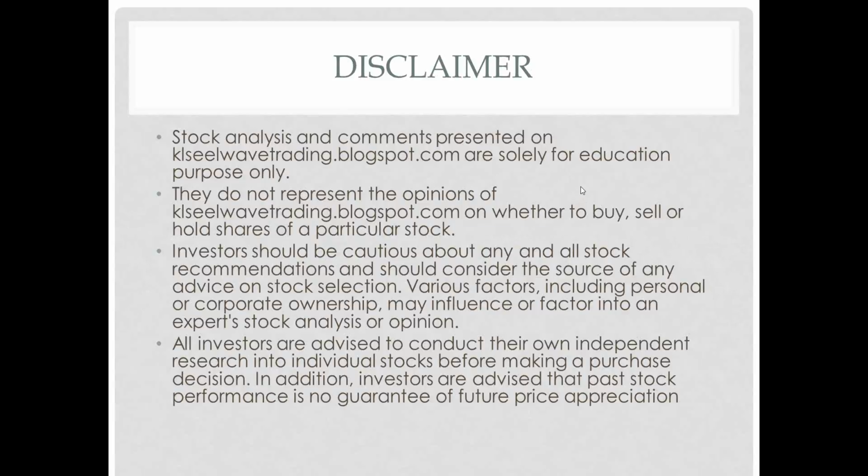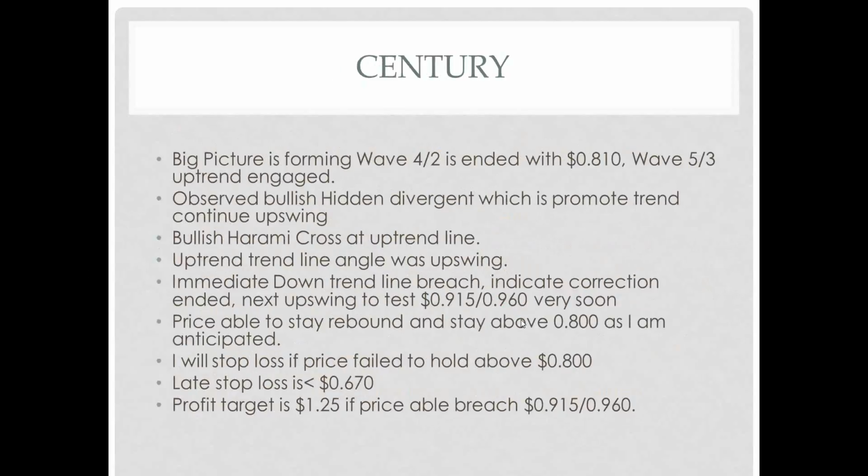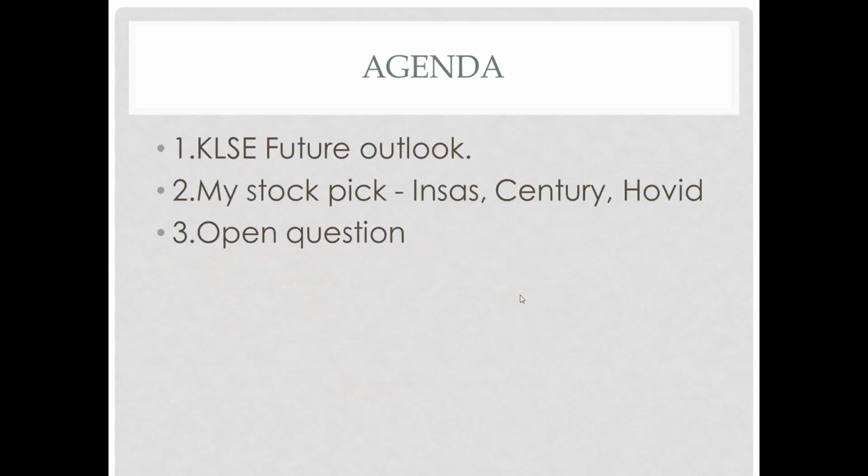I would like to go through the standard agenda. First, I want to go through the KLSE future outlook: what is the trend of the KLSE future or CI, and where are we now? Then followed by my stock picks: first is Insas, Century and Hovid. Of course, I do buy on Hovid, which I shared in the last session, and Century I shared before. Then after that we go for open question and answer.